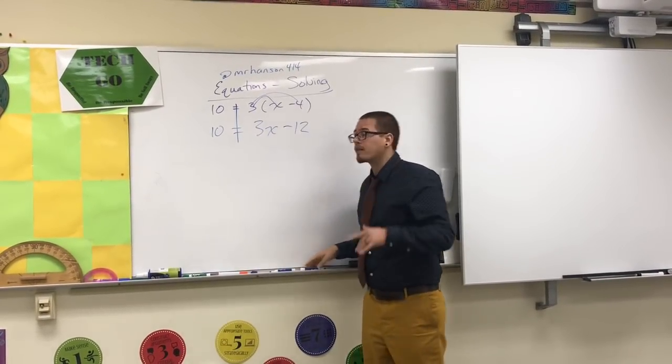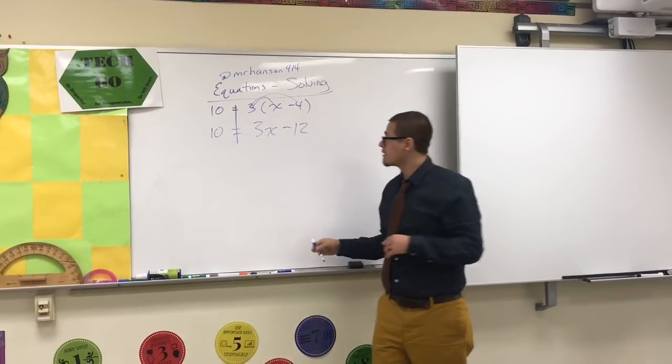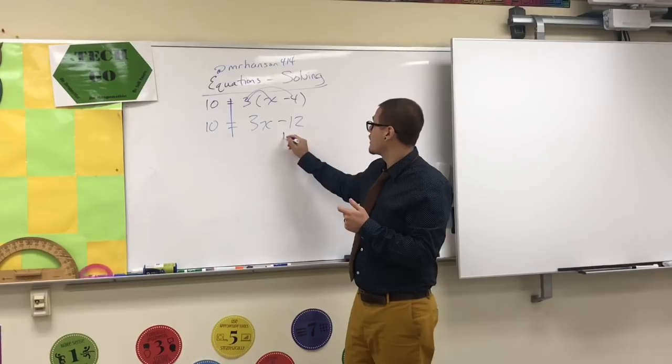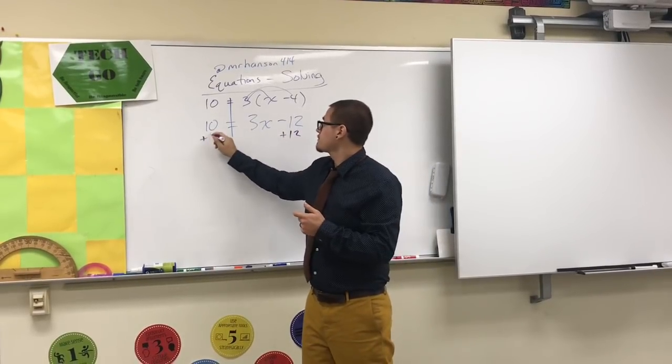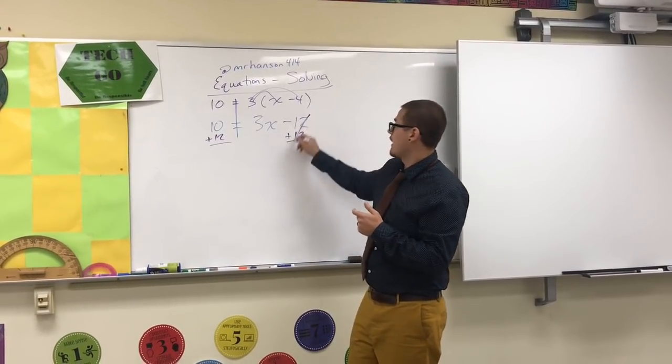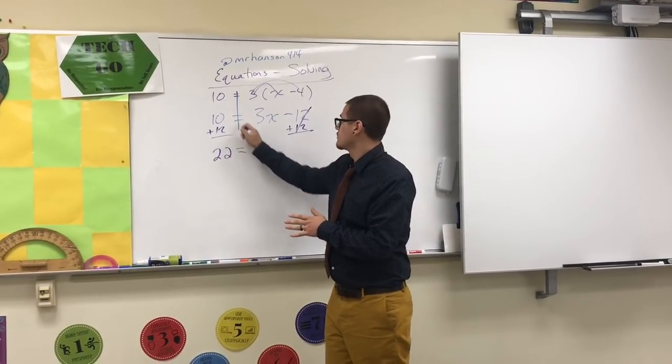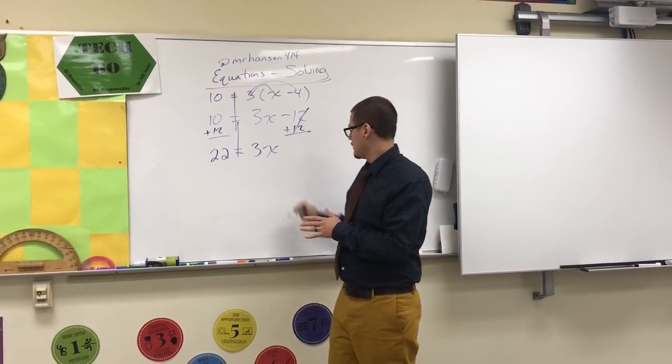You should feel a lot better right now, because that looks like a two-step that you better know how to do. So we have to undo the subtraction. That's the subtraction, that's the -12. We're going to add 12 on both sides. It cancels to 0. We get 22 on the left-hand side equals 3x.